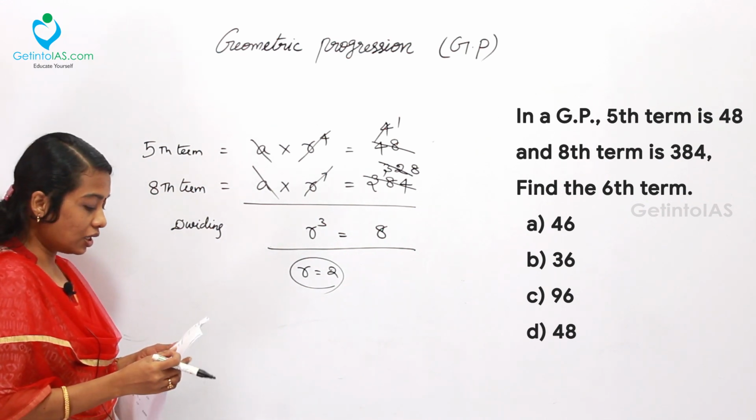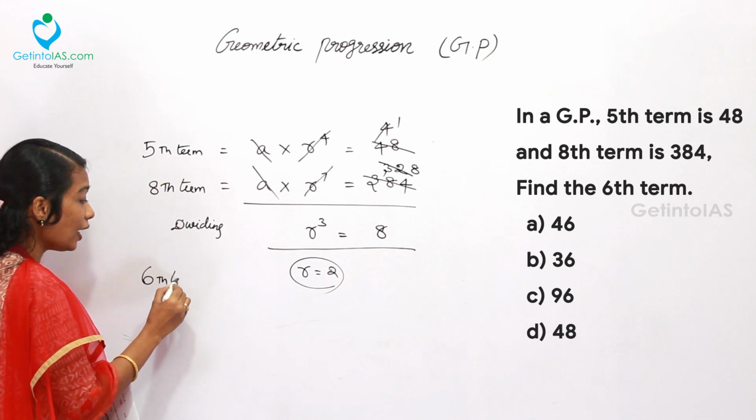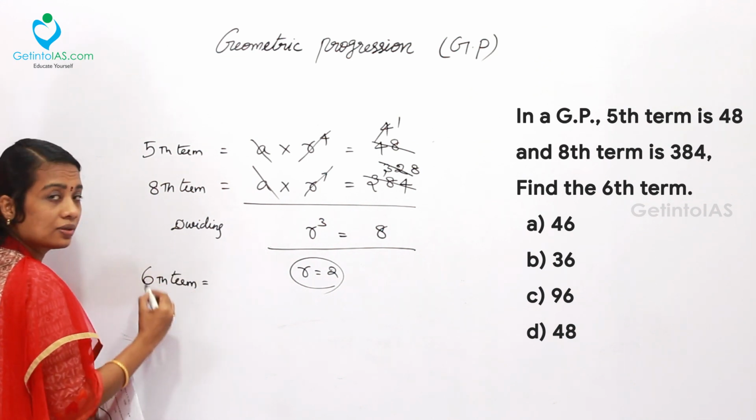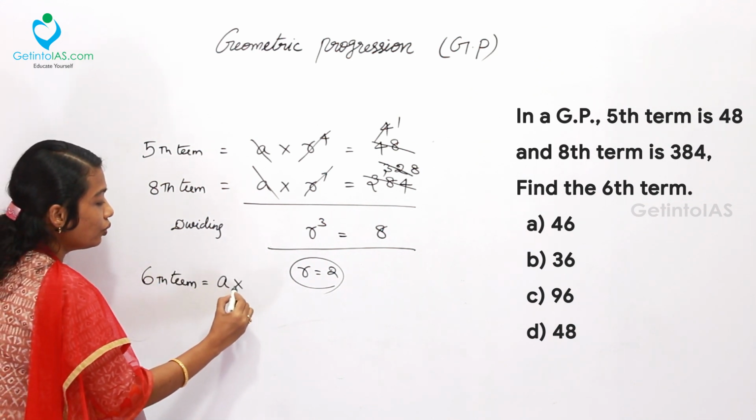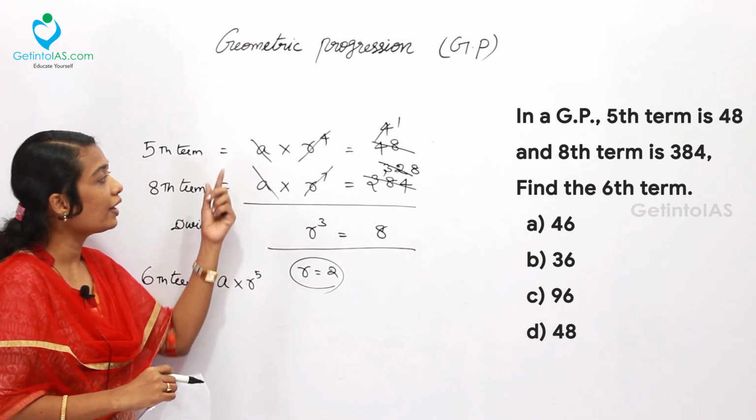But the question is asking you to find the 6th term. So the 6th term requires A also. So first of all, what is the 6th term? A into R power 5. We know the value of R. So how to find A?